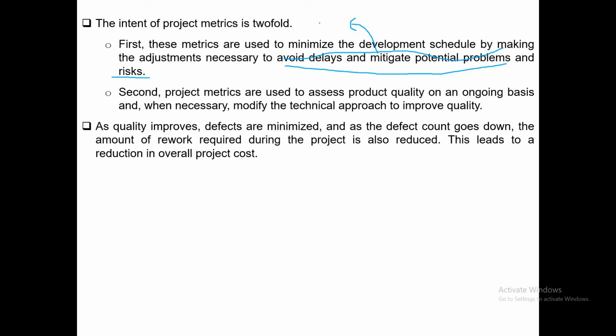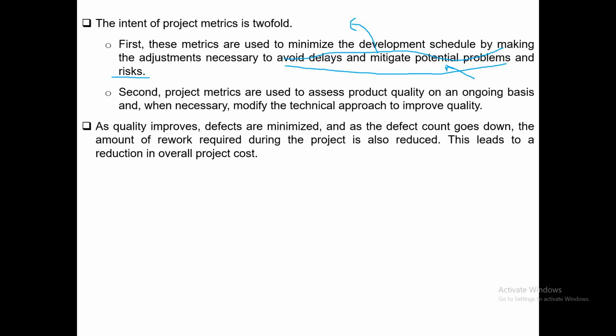Mitigate potential problems and risks, identifying the potential problems and risks upfront. Okay. If the potential problems have already happened and then you try to resolve them, definitely it is going to take a certain amount of time. It will be a major factor in delaying your project timelines. So if you try to identify the potential problems and risks upfront, your delays in development can be avoided. Now, second, project metrics are used to assess product quality on an ongoing basis.